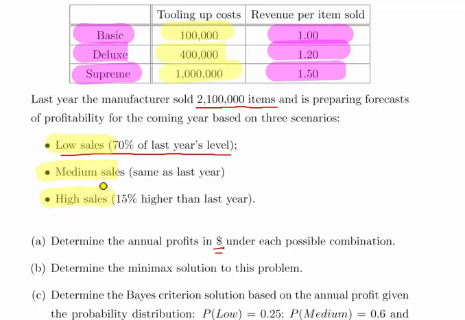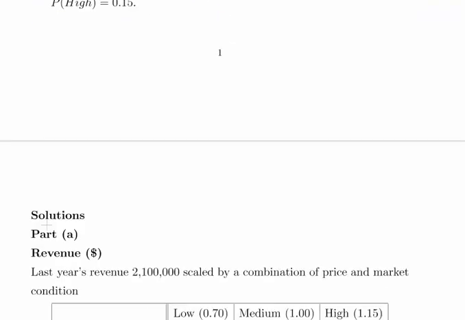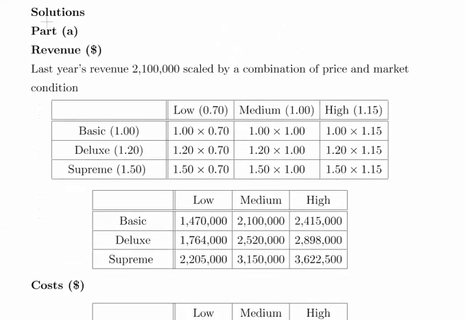So you could go for the basic product and get medium sales, which is pretty much the same as last year. Okay, so what we have to do here is determine the profit under each of these combinations. Okay, so this is just to get us going. Now, first off, there's a bit of a thought process goes into this. So essentially we're going to work on the basis of last year's sales, 2.1 million, okay? And for each of the 9 scenarios, we adjust that according to the product type and the market conditions.